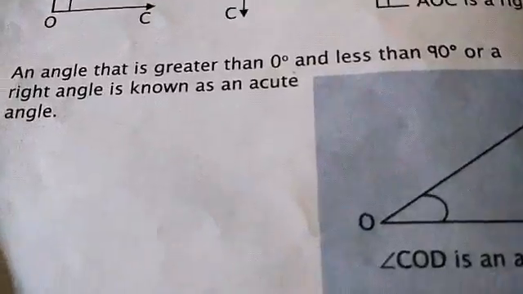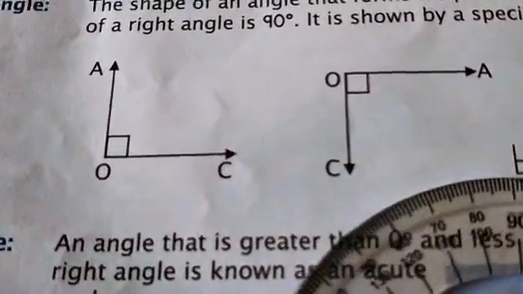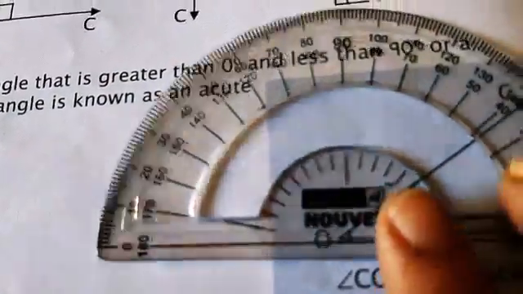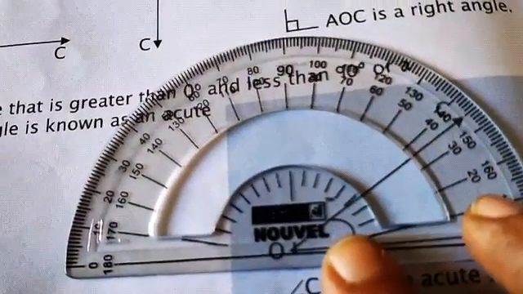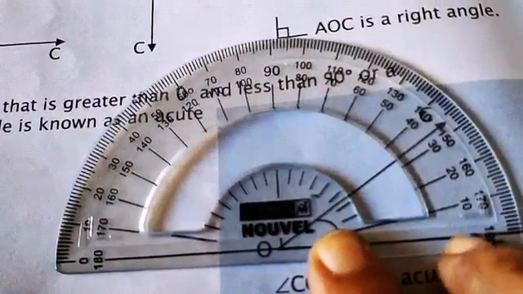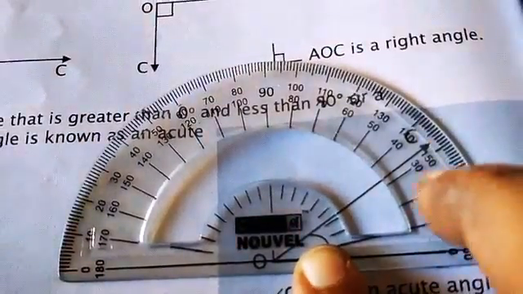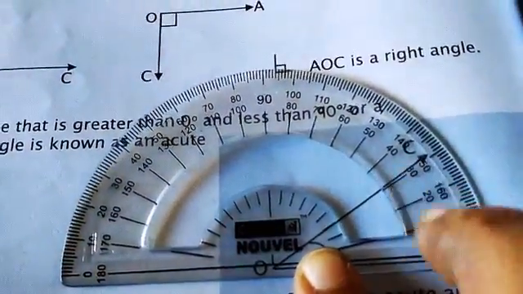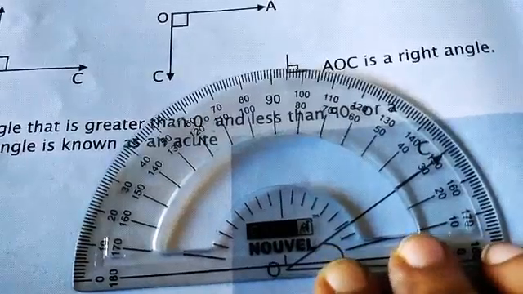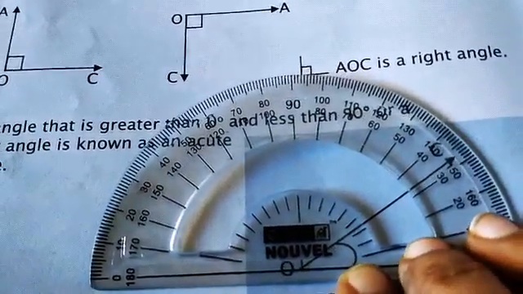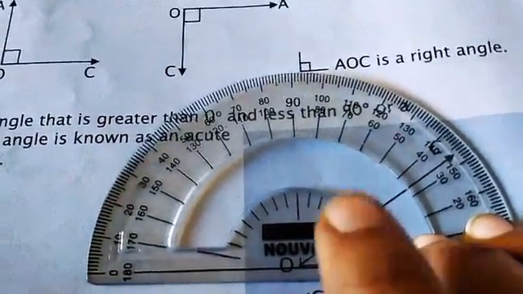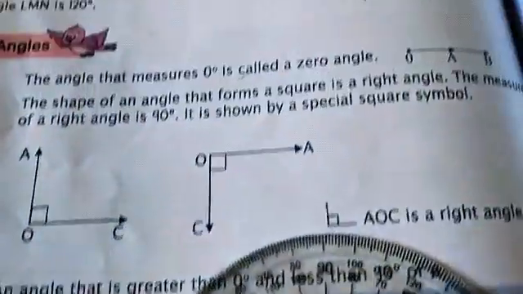You can put your compass and you can check. Keep your compass here. See. Now you can measure the angle in this way. Keep your point and you can see. So you can measure the angle.